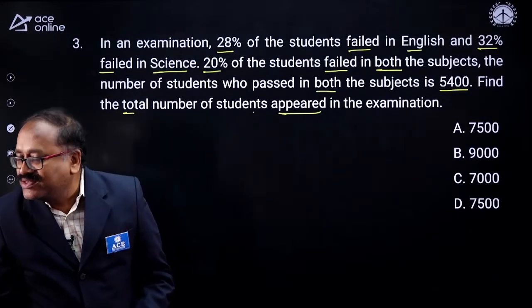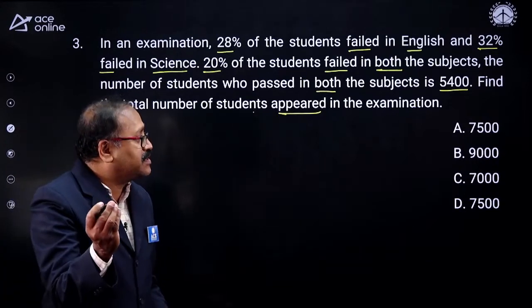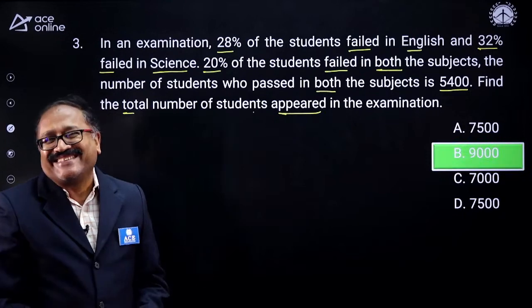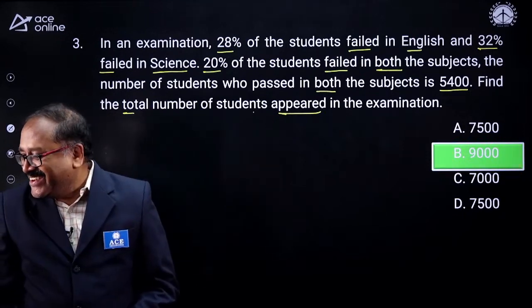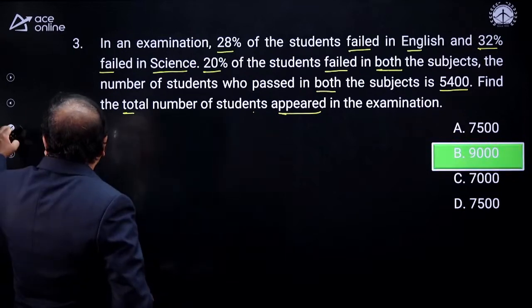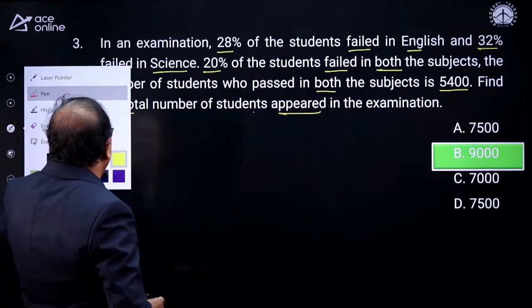Okay, 7,000. Sai Kumar says 7,000. Let me check that. No, my brother, it is 9,000. Okay. Likitha, look carefully. I am very happy that you are attending the class regularly.